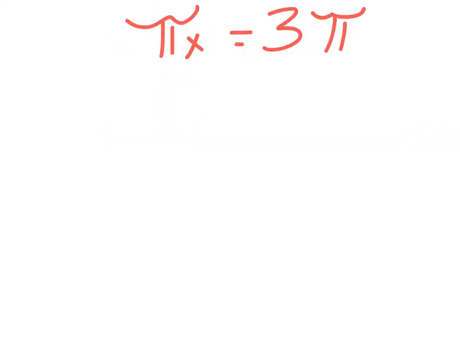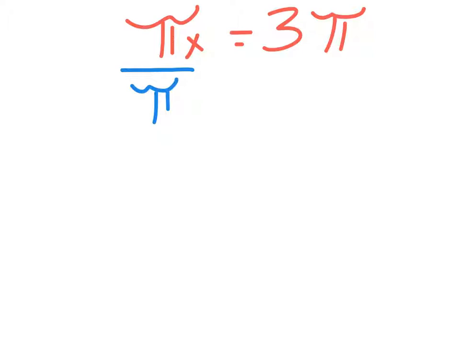Alright, on this one, we have pi times x equals 3 times pi. This is letter B under example 2 in your book on page 5. Okay, same goal. We're trying to isolate x all by itself on its own side of the equal sign. And so what we need to do is get rid of that pi. And since it's being multiplied, x times pi, we're going to do the inverse. And the inverse is going to be dividing by pi.